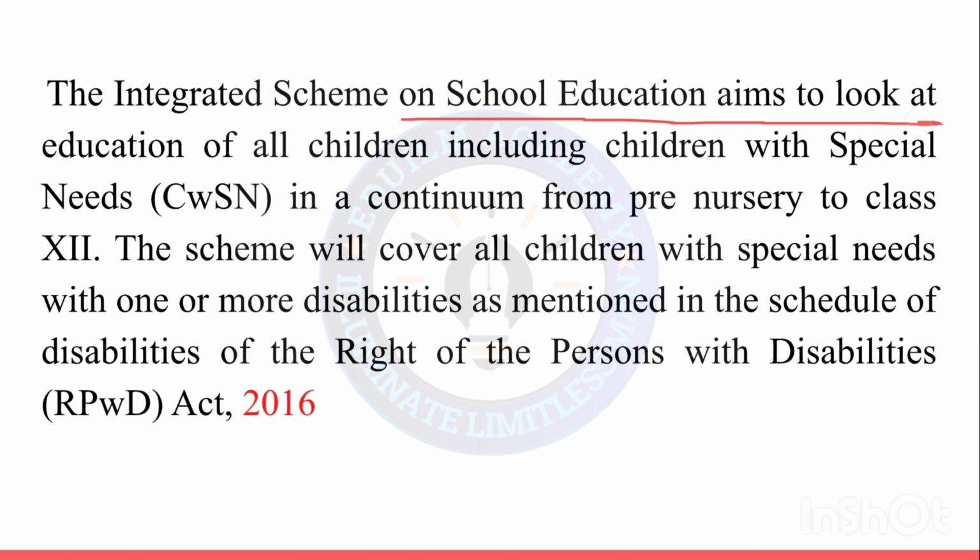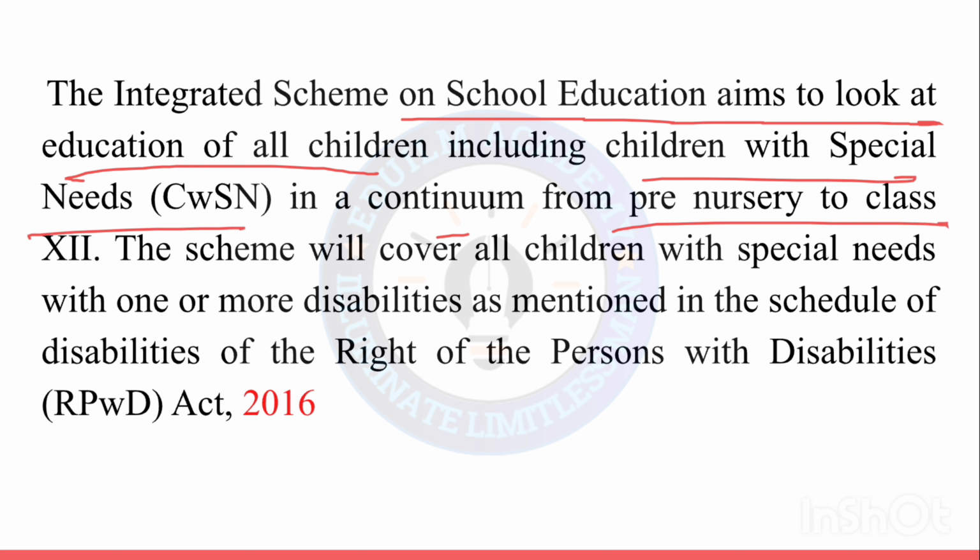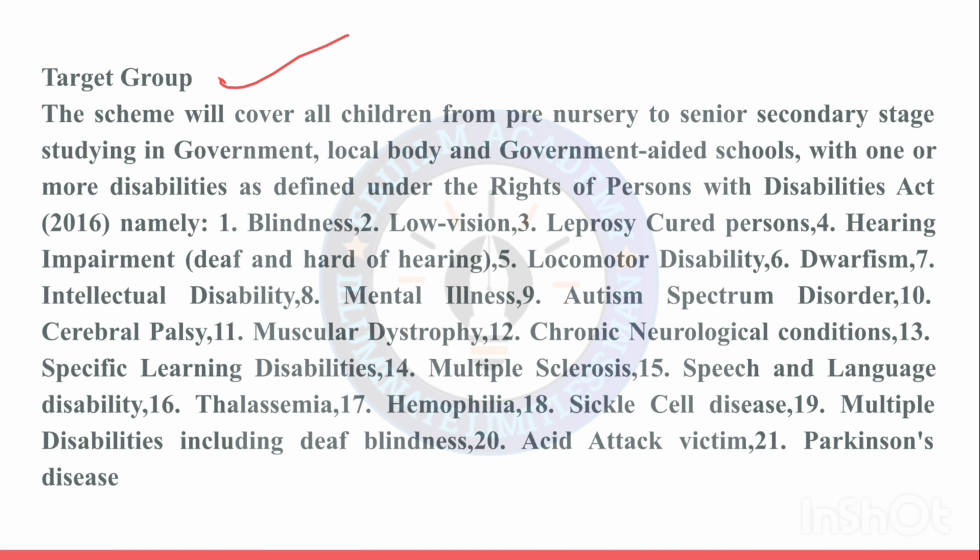The Integrated Scheme on School Education aims to look at the education of all children, including children with special needs, in a continuum from pre-nursery to class 12. The scheme will cover all children with special needs with one or more disabilities as mentioned in the Schedule of Disabilities of the Rights of Persons with Disabilities Act 2016.